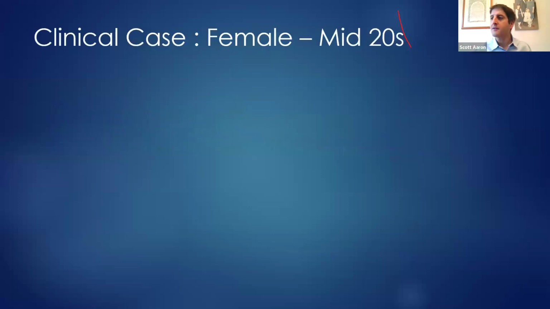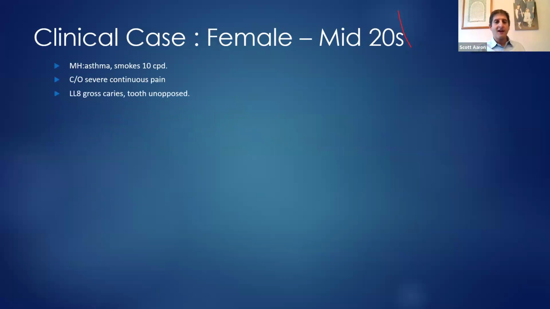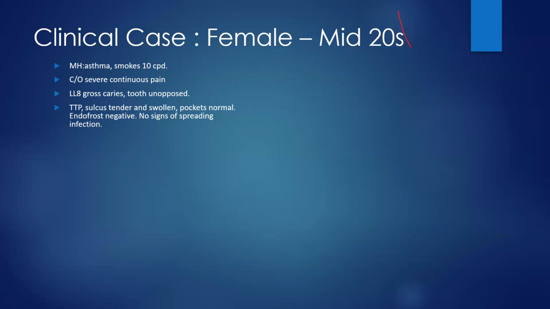So let's come to a clinical case, and there's going to be a few questions here. Lady in her mid-20s, she's got asthma, smokes 10 cigarettes a day. Probably shouldn't do that in any case, but that's another story. She's got severe continuous pain. Lower left 8 has gross caries and the tooth is unopposed, not biting anything. TTP, the sulcus is tender and swollen. The pocket depths are normal. Endofrost positive.